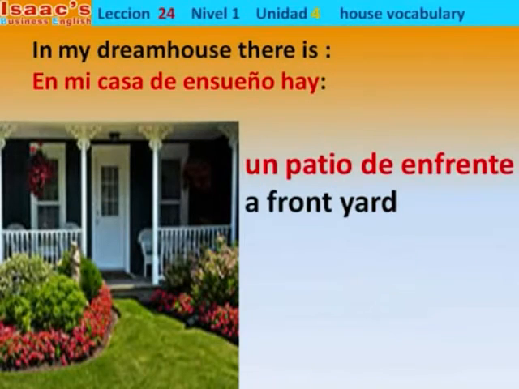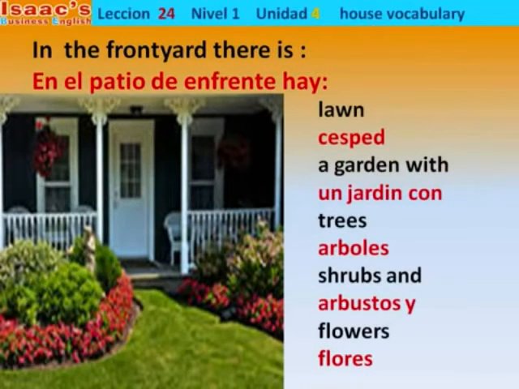In my dream house there is a front yard. En mi casa de ensueño hay un patio de enfrente. In the front yard there is lawn, a garden with trees, shrubs, and flowers. En el patio de enfrente hay césped, un jardín con árboles, arbustos y flores.